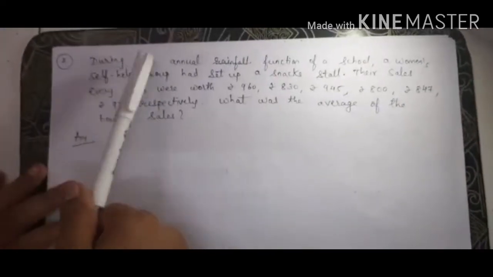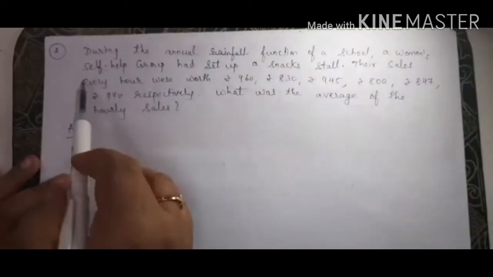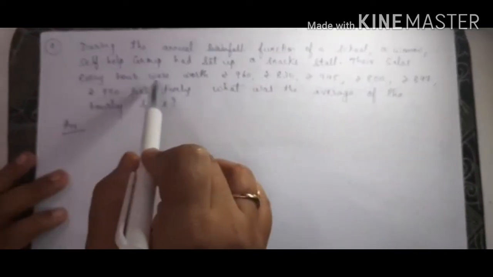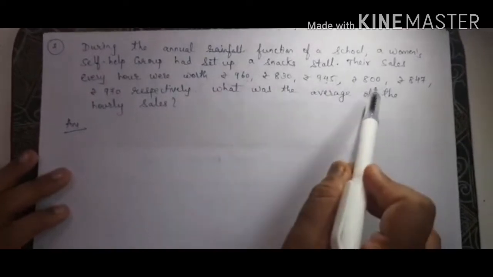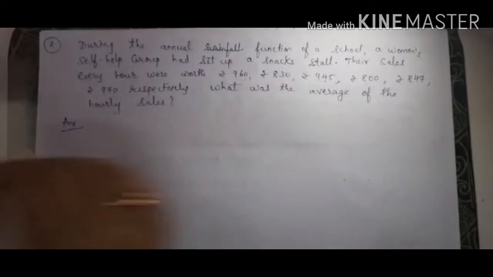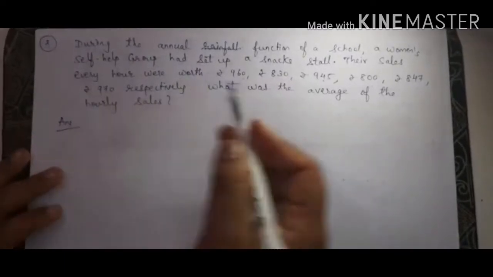Just read it, go through what this data is about. During the annual function of a school, a women's self-help group has set up a snack stall. Their sales every hour were worth rupees 960, rupees 830, rupees 945, rupees 800, rupees 847, rupees 970 respectively. What was the average of the hourly sales? We have to find out the average only.